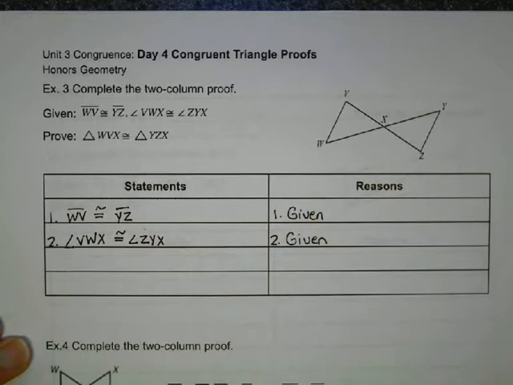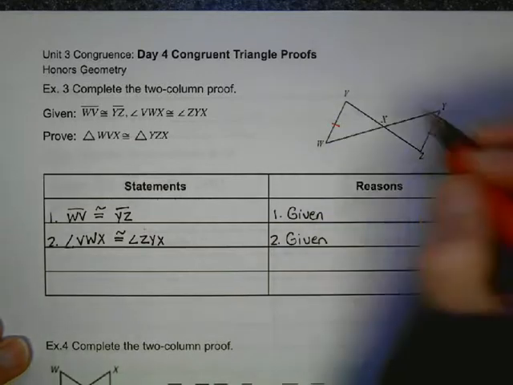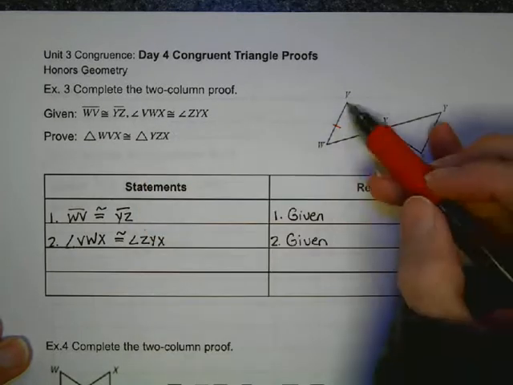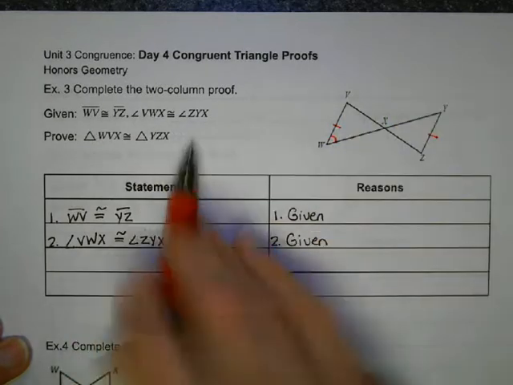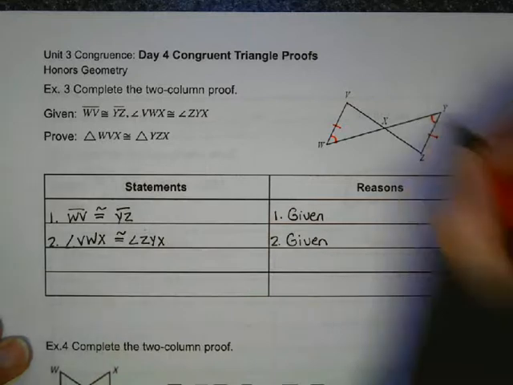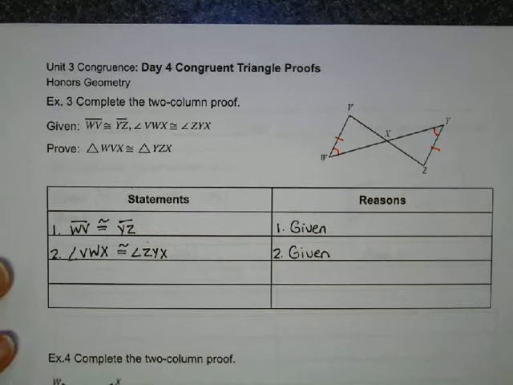So in the picture they said WV is congruent to YZ. They said VWX, this corner here, is equal to ZYX, this corner up here. Okay, so we only have 2 congruent signs and it takes 3 to prove triangles are congruent. So what else in this picture could you mark if something's not given?